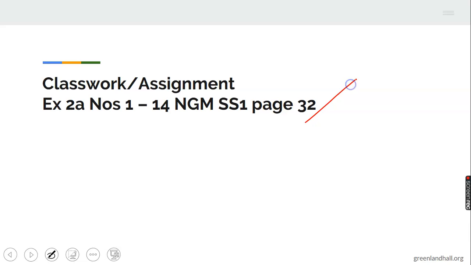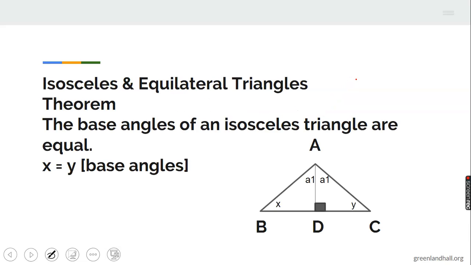I move forward. I'm giving you this one as a class work assignment. Then I'm moving on to isosceles and equilateral triangles. So the theorem is, you know that the base angles of an isosceles triangle are always the same. This is the theorem. Essentially, an equilateral triangle is also an isosceles triangle. It's a special isosceles. So this angle and this angle, they are the same. This is the perpendicular height, to bisect this angle into two, and they will be the same. This angle will be 90. This one will be 90. This is the perpendicular height.